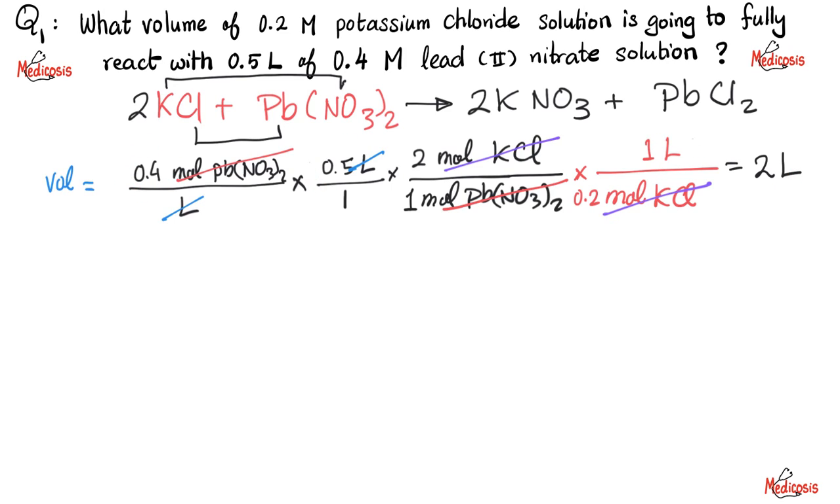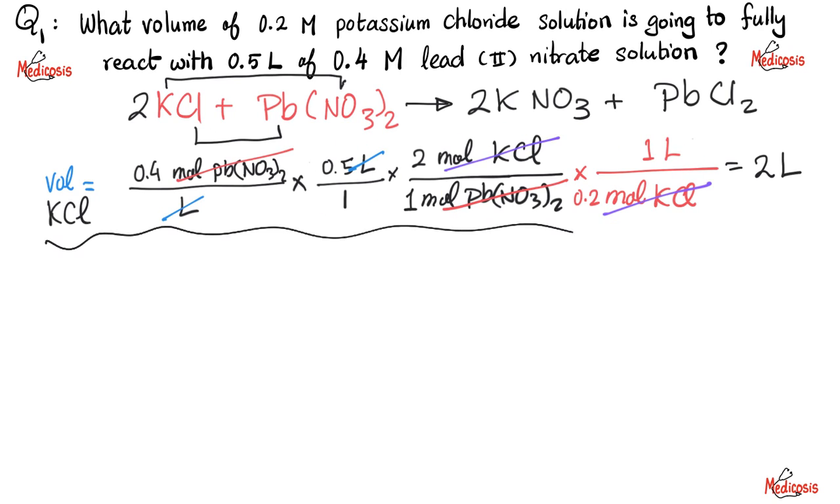0.4 times 0.5 times 2. 2 times half is 1, times 0.4 is 0.4 in the numerator, divided by 0.2 in the denominator. 0.4 divided by 0.2 is 2 liters. And this is how you find the volume of potassium chloride, or KCl. Bingo, done. It took us 3 steps, as you see.